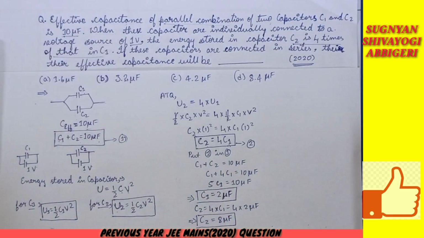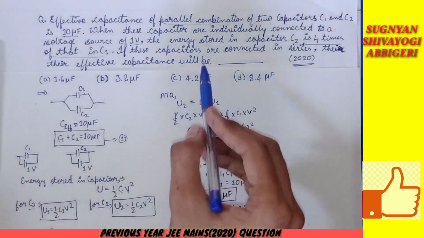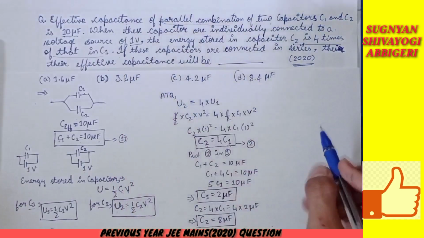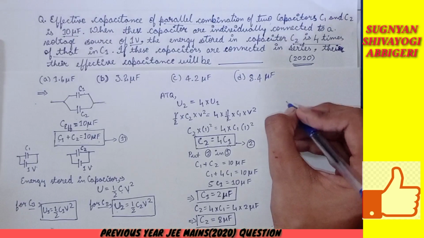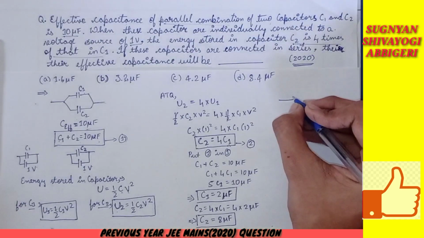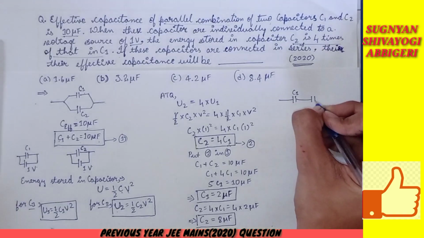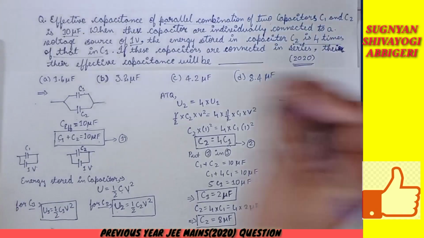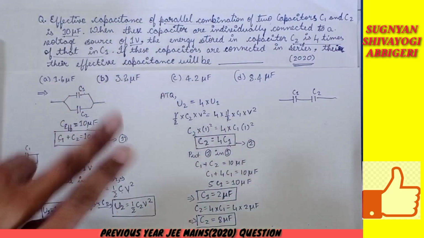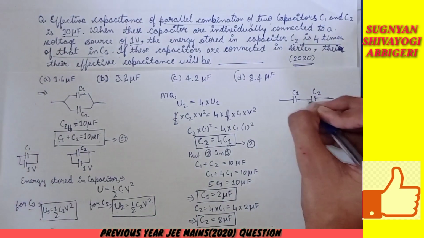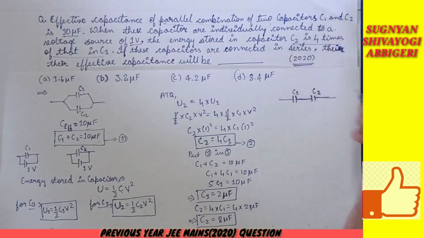Moving to the last segment of this question. If these capacitors are connected in series, their effective capacitance will be? So let us connect them in series. This one is C1. Series means we are continuously connecting them without any division. Parallel means we have divided the wire and connected them. But in series we are connecting them jointly, or one after the other.